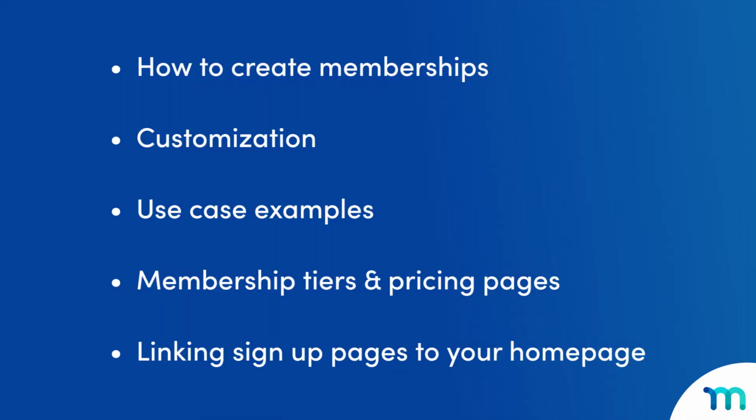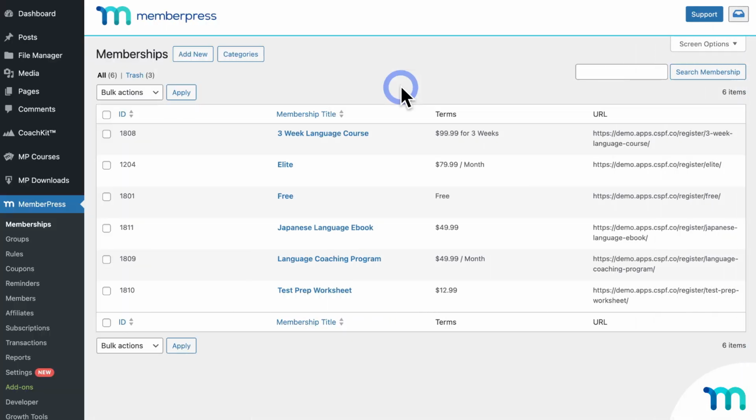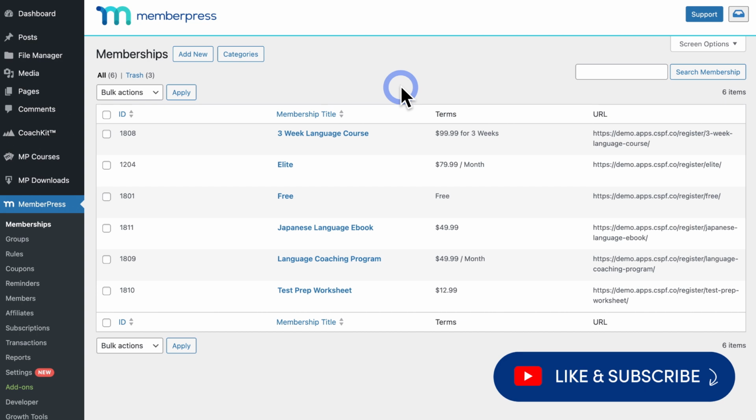First, I'll give you an overview of how you can create memberships on your WordPress site with MemberPress. And then we'll go over some ways to customize your memberships. You'll see how to create some basic, common membership use cases within the plugin, and you'll see how to group memberships together to create a tier structure and a pricing page. And finally, I'll show you how to link membership signup pages to your site so you can start selling it right away.